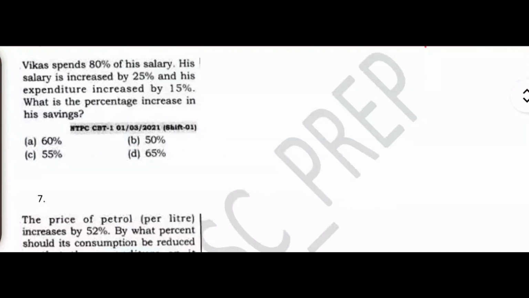Vikas spends 80% of his salary and his salary is increased by 25% and his expenditure is increased by 15%. Okay, what is the percentage increase in his savings? Guys, remember one thing, this is a concept. Income minus expenditure is saving.